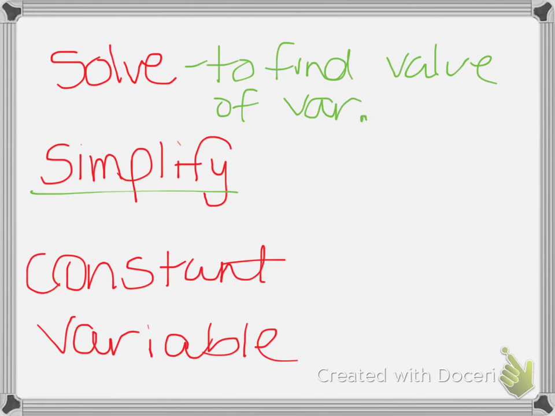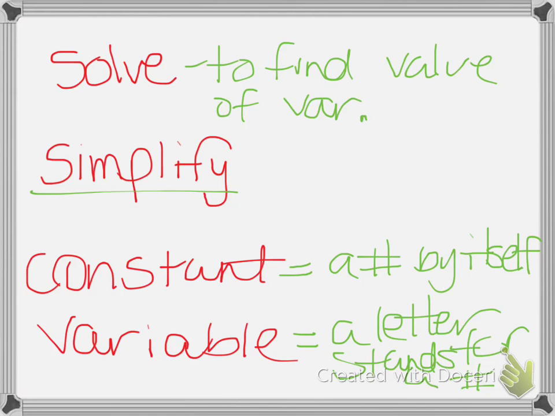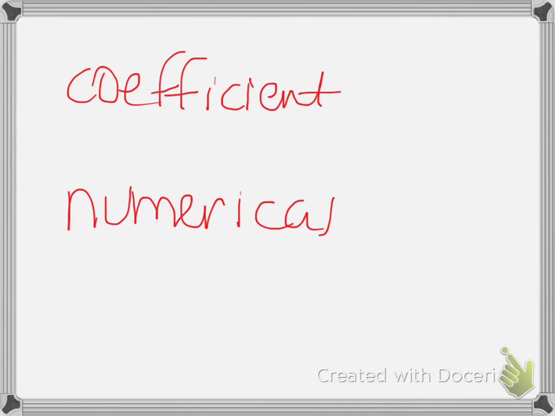Alright, we all know what a constant is. That is a number by itself. Remember, a constant doesn't change. The number 4 is always a number 4. Variable is a letter that stands for a number. Okay, and it could stand for many numbers, right? Alright. So next, last couple ones.